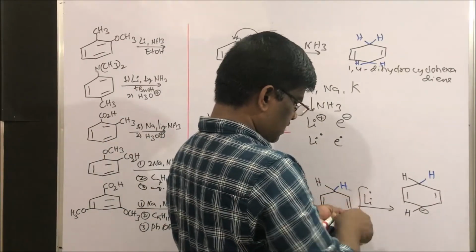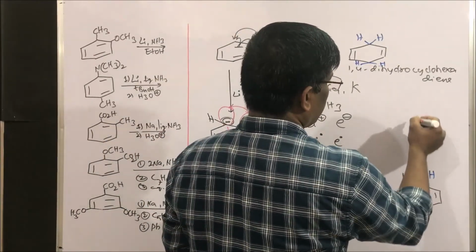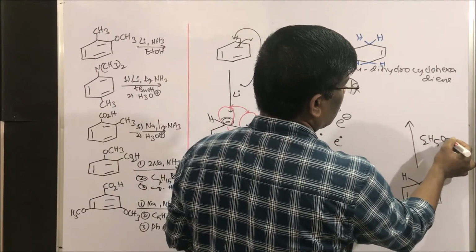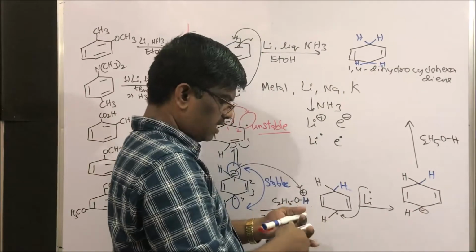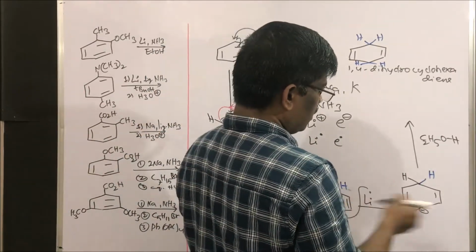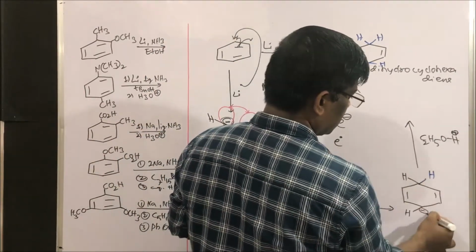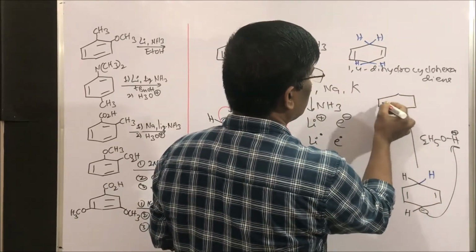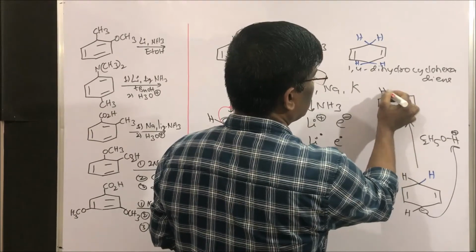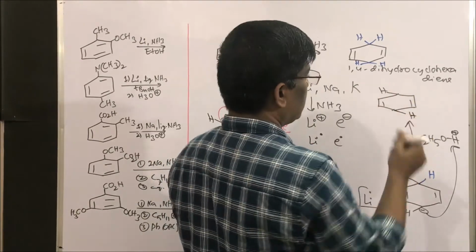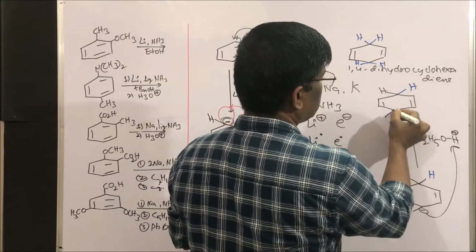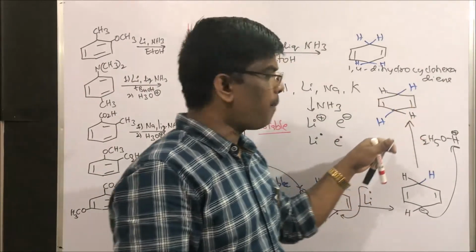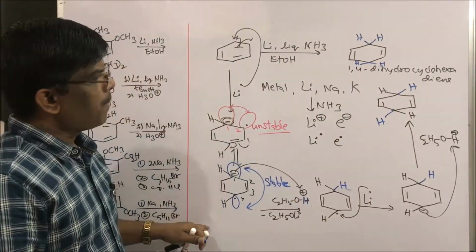So at this stage, now a proton will be taken up from C2H5OH, that is alcohol. Yes, students. So this proton will be added to here. This is H plus. It will be added here to give our required compound, that is hydrogen, and here hydrogen, and this is hydrogen. So 1,4-dihydrocyclohexadiene is obtained, students. So this is how the mechanism takes place.